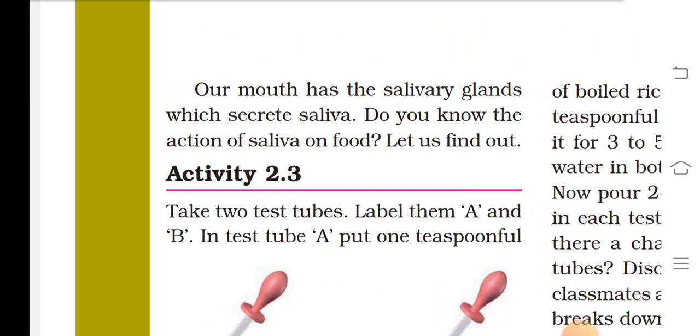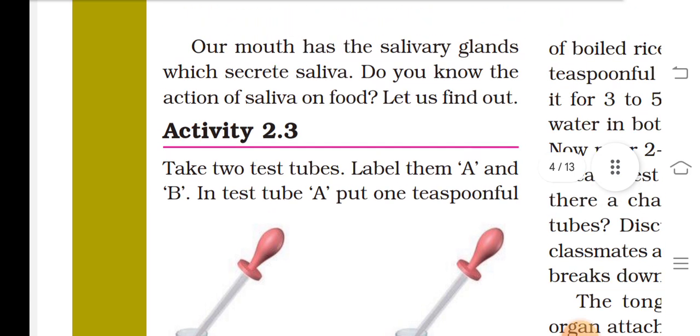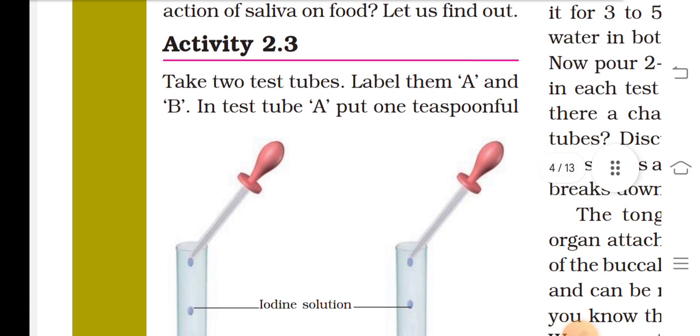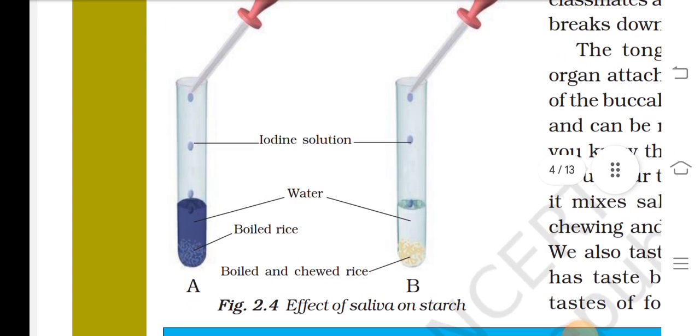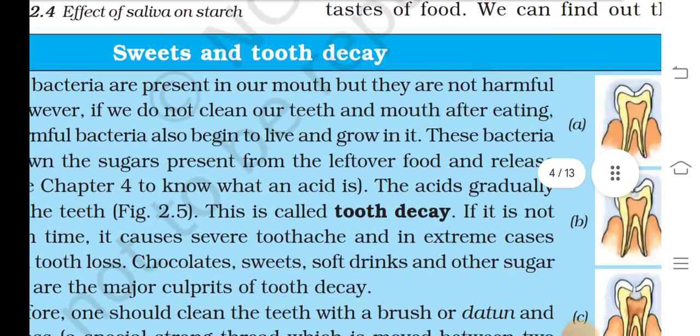Our mouth has a salivary gland which secretes saliva. Do you know the action of saliva on food? Let us find out. Take two test tubes, label them A and B. In test tube A, put the test food.